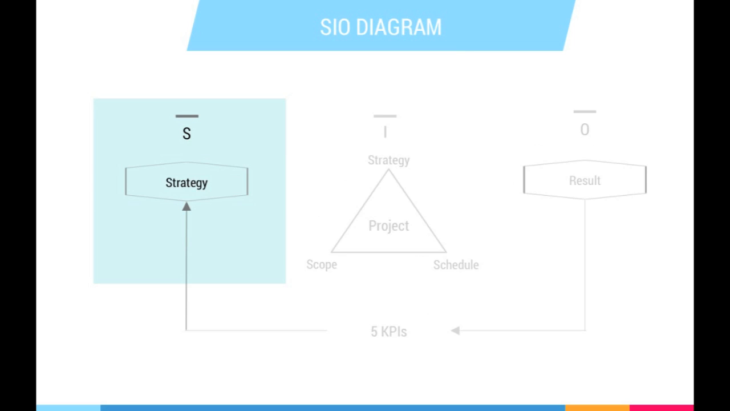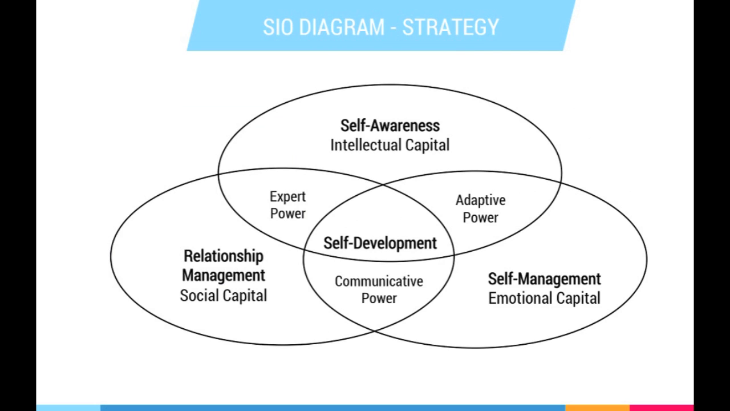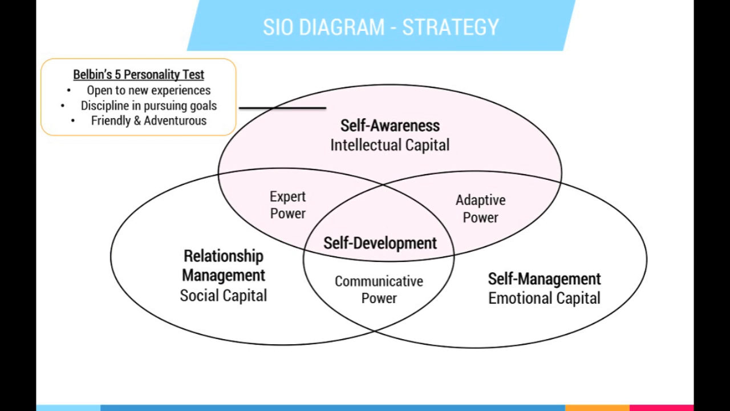First is strategy. Strategy must come first within myself. Therefore, the first step will be improving myself. And as I have explained previously in the first self-discovery section, it's going to be a recap in which I have to see my strengths in each aspect and continue to improve them to become excellent in terms of my self-development. And before that, my self-awareness, in which I have focused on my strengths in the Belbin's 5 personality tests, which are that I am open to new experiences, I am disciplined in pursuing goals, and also I am friendly and adventurous as a person.